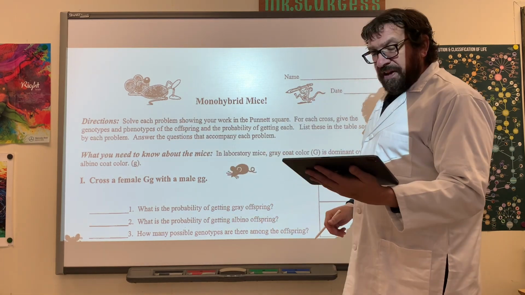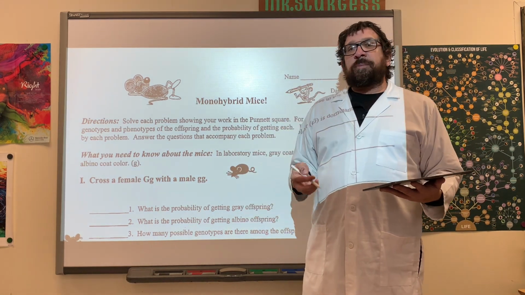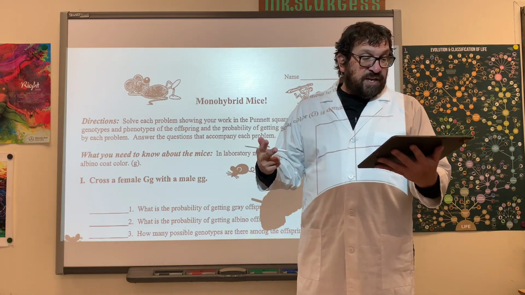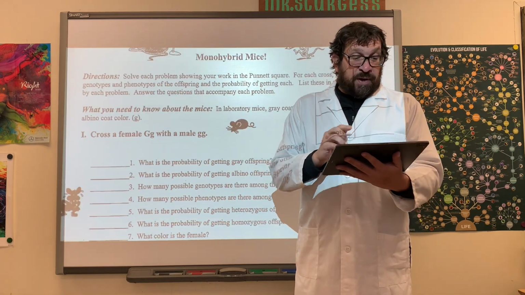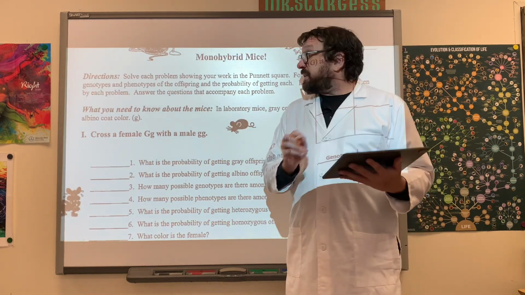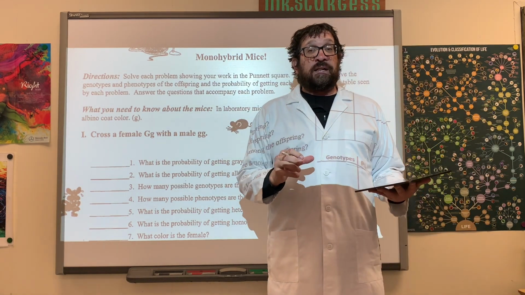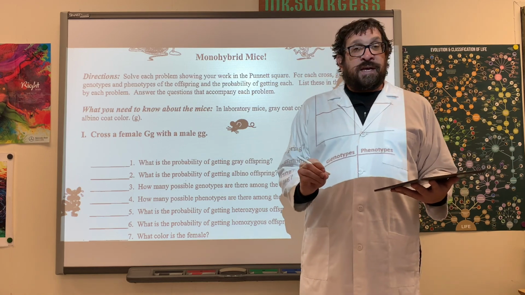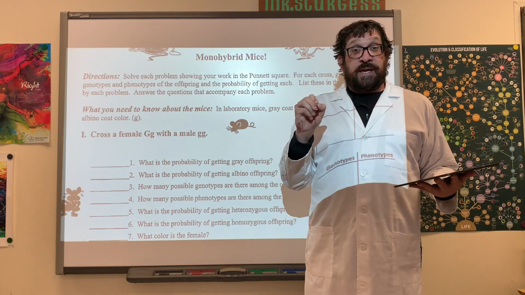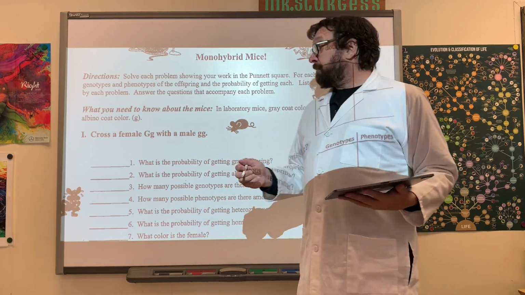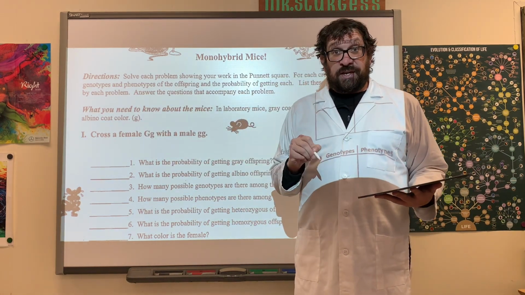It says we're going to solve each problem by using a Punnett square. When we cross these, we're going to be looking for genotypes, phenotypes, and the probability of getting certain offspring. So here's what we need to know about our little cute laboratory mice. A gray coat color is dominant, and we're going to give that dominant allele a capital G. The albino color, albino meaning all white, is going to be the lowercase g in this case.